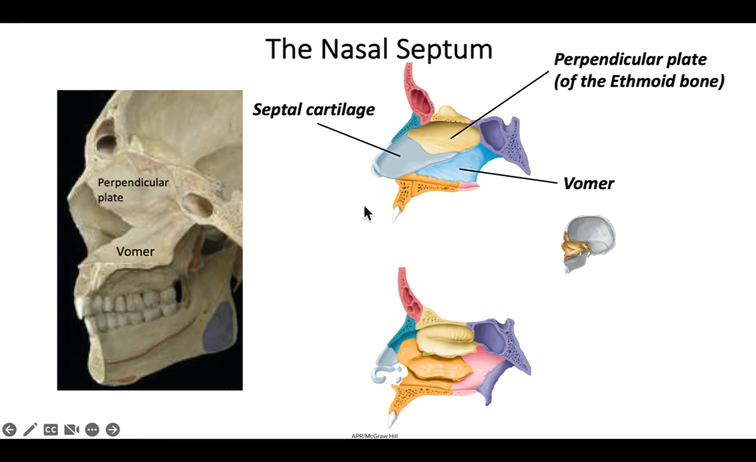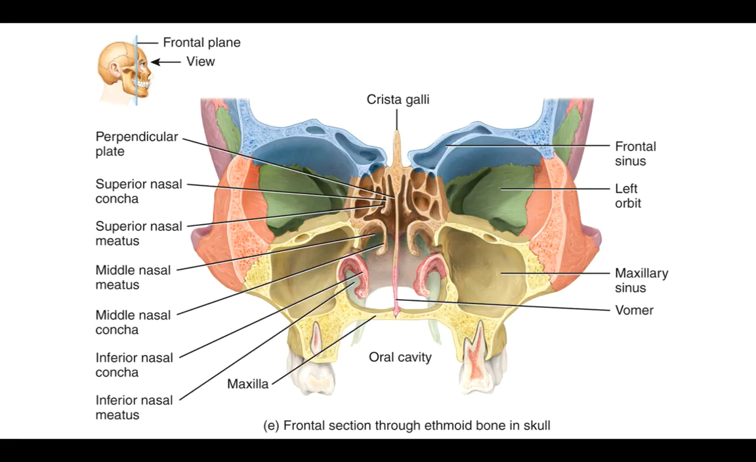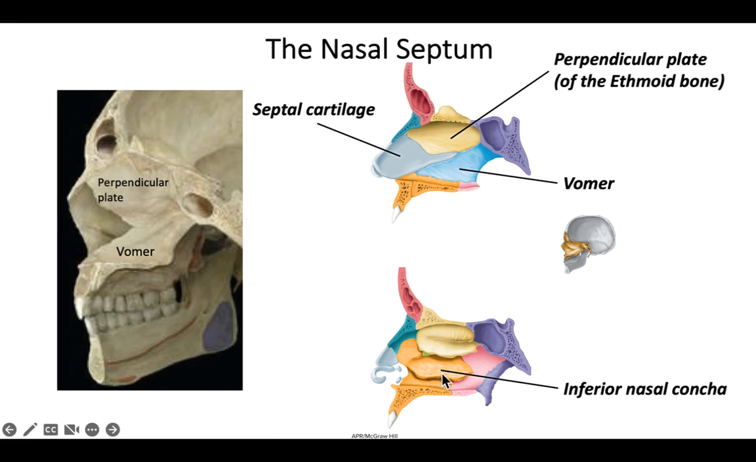So every picture you look at, you can kind of see those same bones, but maybe see them at a different angle. And then again, if you were to remove that septum, you can see the nasal concha. So there's the inferior, there's the middle, and there's the superior, and they're of the ethmoid bone.